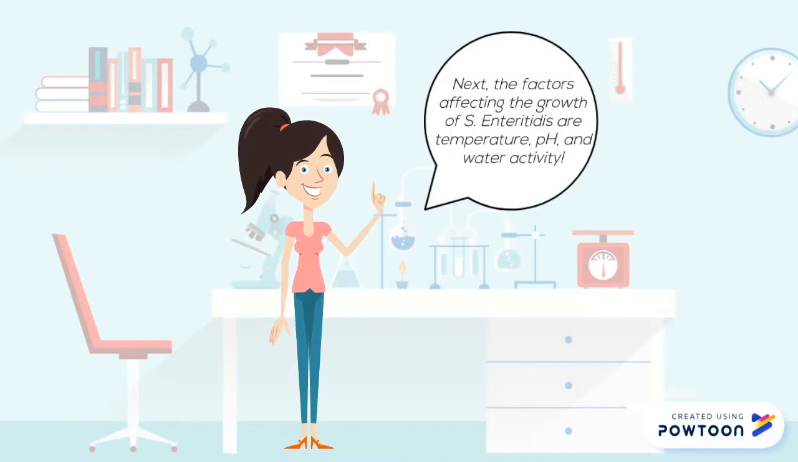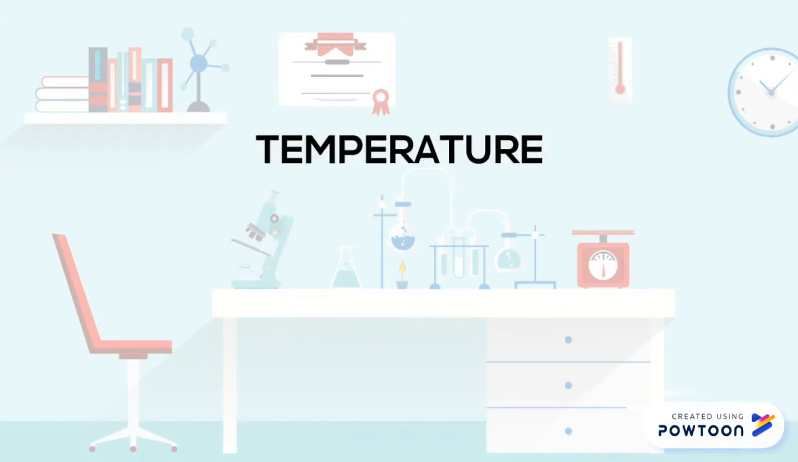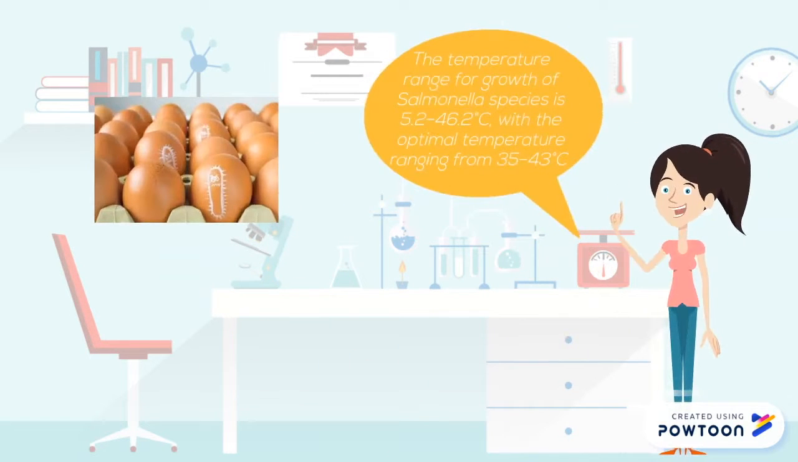Next up, the factors affecting the growth of Salmonella are temperature, pH, and water activity. The temperature range for growth of Salmonella species is 5.2 to 46.2 degrees Celsius, with the optimal temperature being 35 to 43 degrees Celsius.